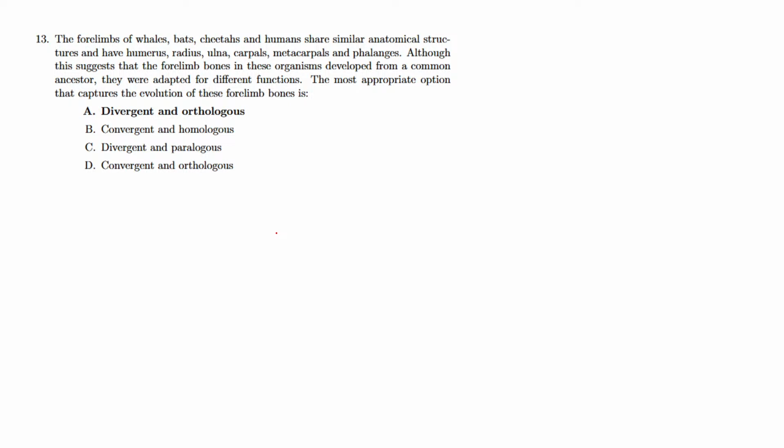Moving on to the next question. I have this question which is from evolution, which is that the forelimbs of a whale, bat and cheetah. So this is a common question from the evolution chapter. This suggests that the forelimb bones in these organisms developed from a common ancestor, and they were adapted for different functions. The most appropriate option that captures the evolution of these forelimb bones is.